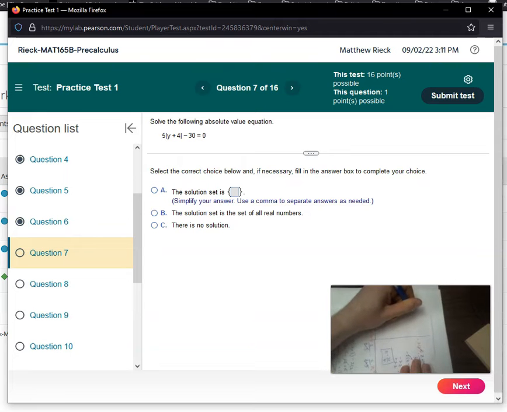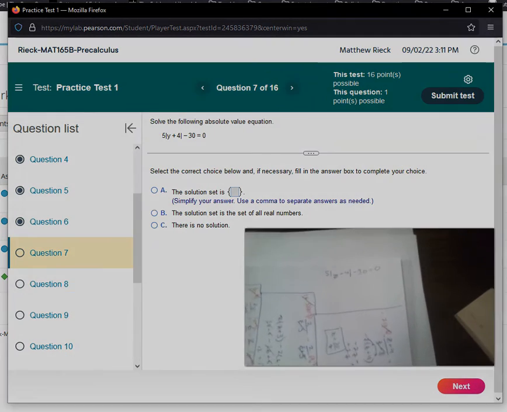All right, so the next equation here is we have an equation involving the absolute value.